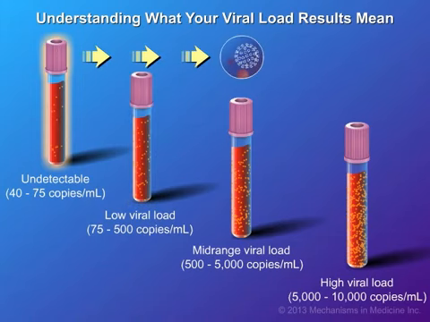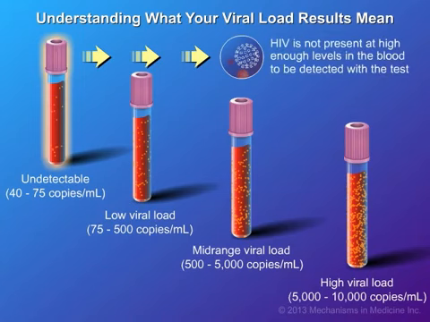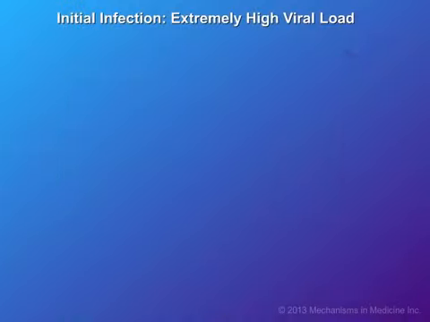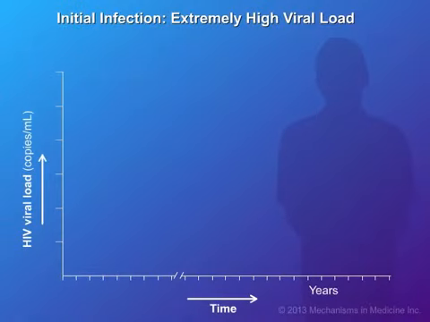When a viral load is classified as undetectable, it means that HIV is not present at high enough levels in the blood to be detected with the test, although the virus remains in different body tissues. Your viral load can change over time.